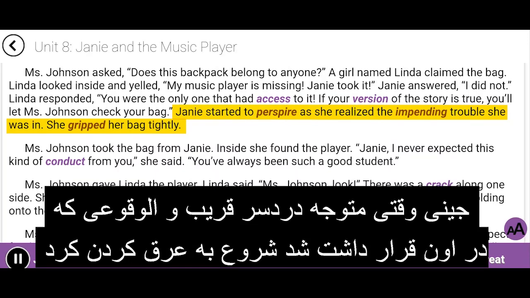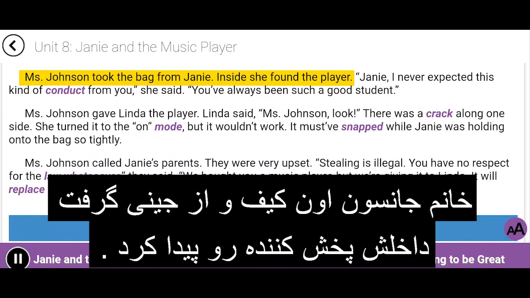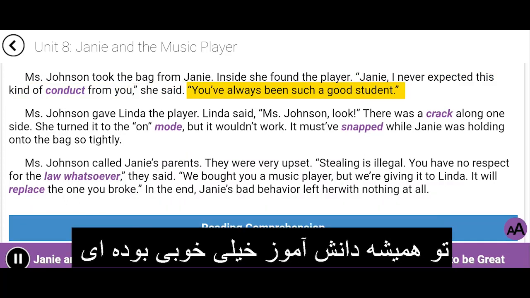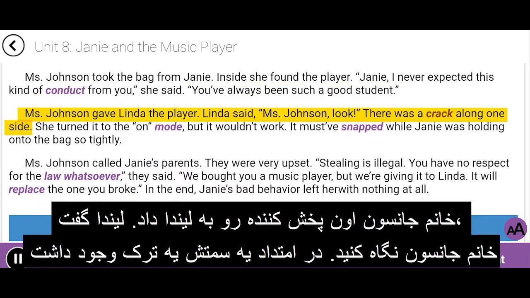She gripped her bag tightly. Ms. Johnson took the bag from Janie. Inside, she found the player. "Janie, I never expected this kind of conduct from you," she said. "You've always been such a good student." Ms. Johnson gave Linda the player.